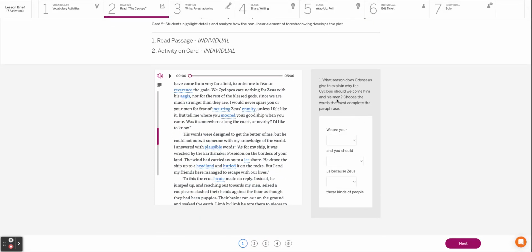Make sure that you are answering the questions on the right. And think about how these two characters are interacting with each other, Odysseus and the Cyclops. They are kind of going back and forth about this custom, and you're going to need to fill in the blanks to paraphrase this disagreement or this discussion that they are having.